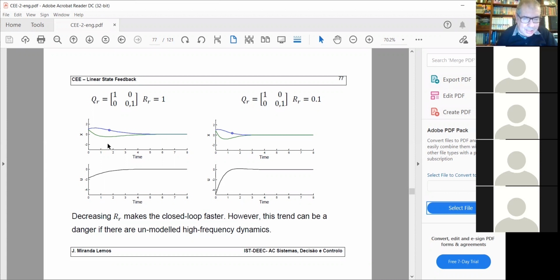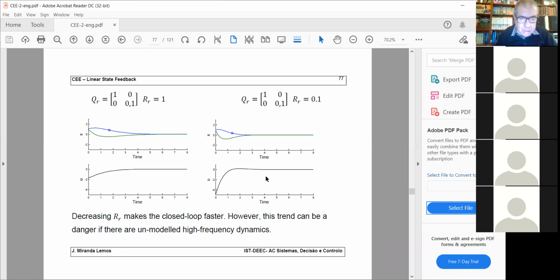Now, what happens? Look now at the state. When you have decreased R, your control action is much more aggressive, and you are able to drive the state close to zero much faster. Here you are at 0 before 3, and here you are at 0 around 5. You see? So on the left, with a bigger value for R, the system is much slower than on the right.